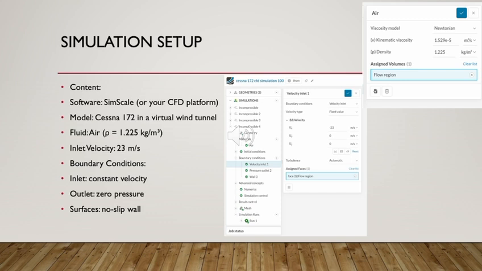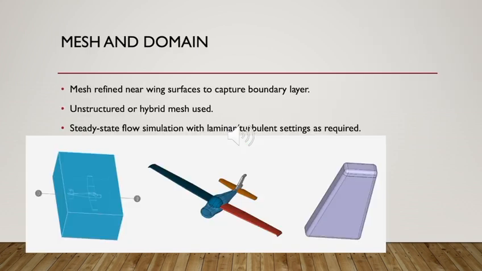Mesh and domain. A refined mesh was created around the wing surface to accurately capture the boundary layer and flow separation. The overall mesh had sufficient resolution to ensure reliable results while maintaining computational efficiency. This setup helped ensure accurate simulation of both velocity and pressure gradients across the wing.